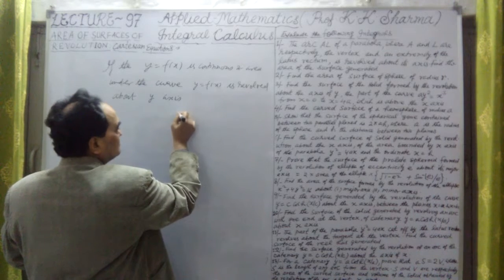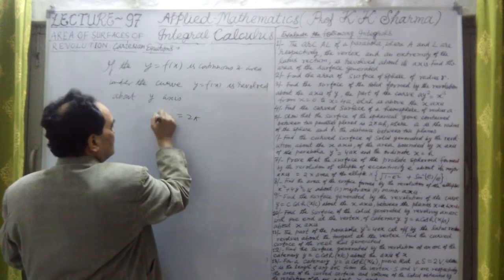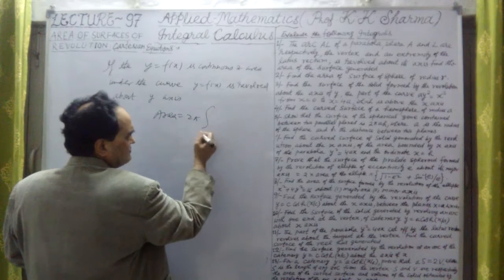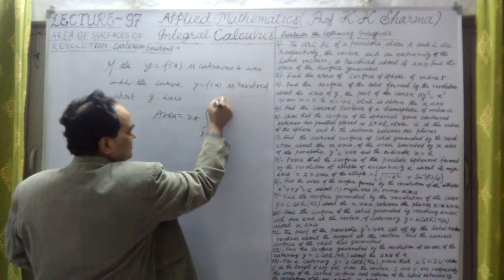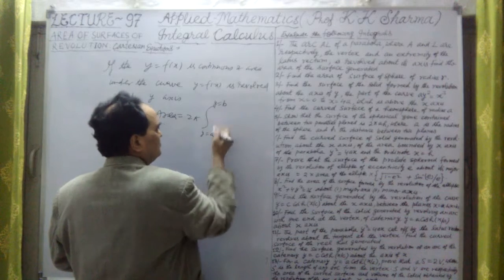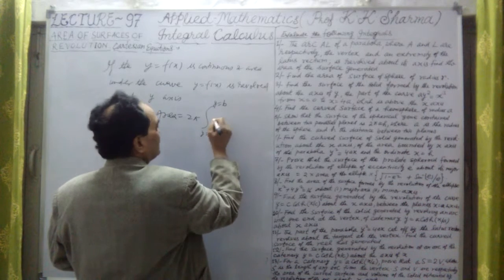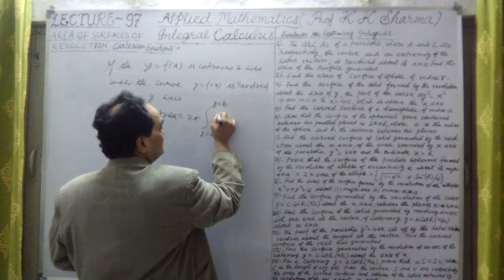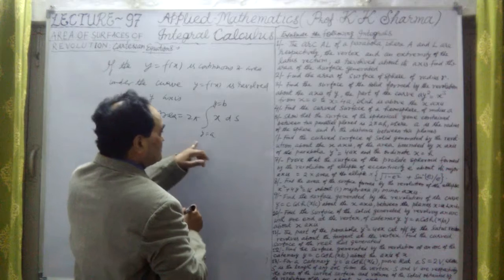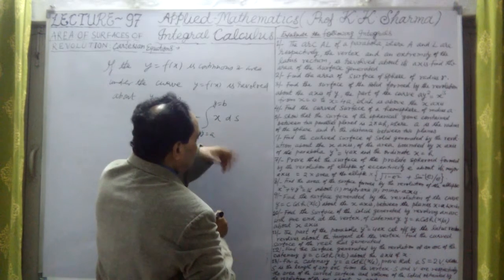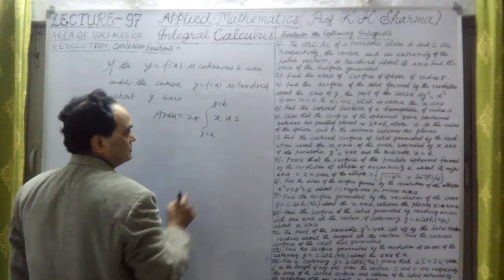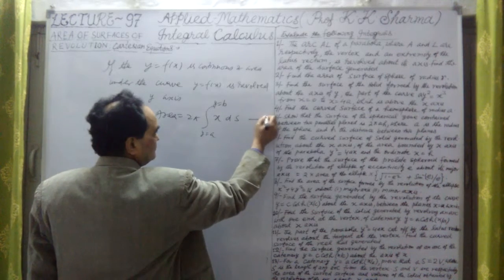Then the area is equal to 2 pi integral, with y equal to A to y equal to B. Again limits are A to B, or C to D, it doesn't matter. In this case it will be x into ds. Here the limits are for y, x is replaced accordingly, and ds upon dy we have to find out. In this way we will calculate the values. This is the second formula for the Cartesian equation.